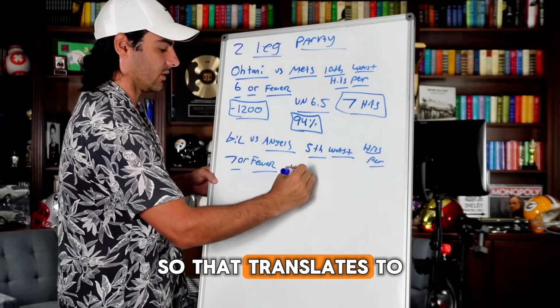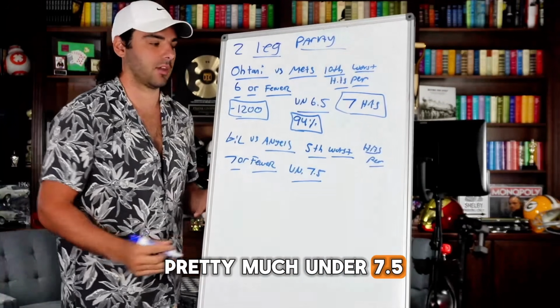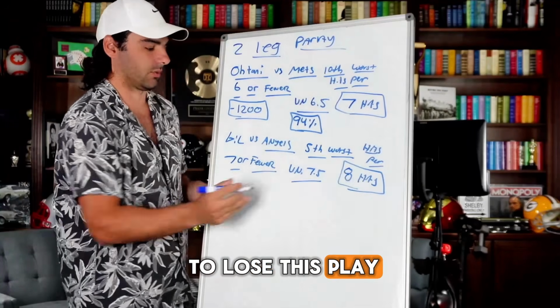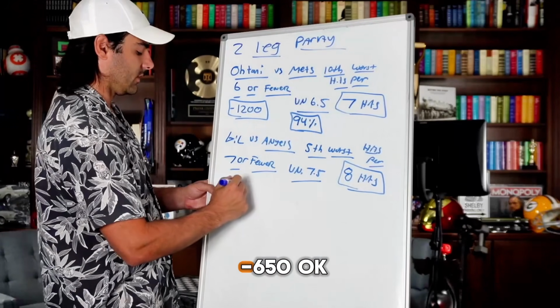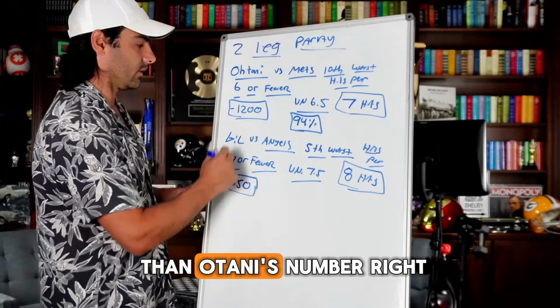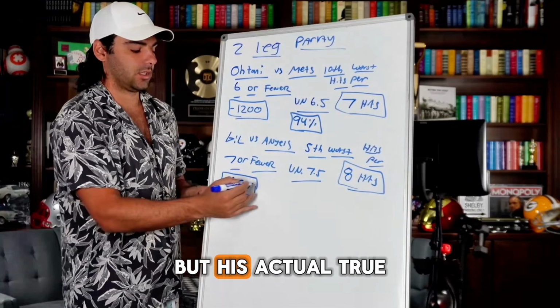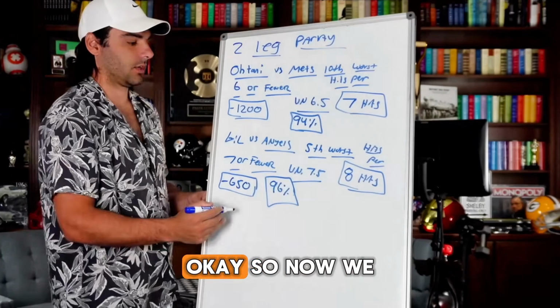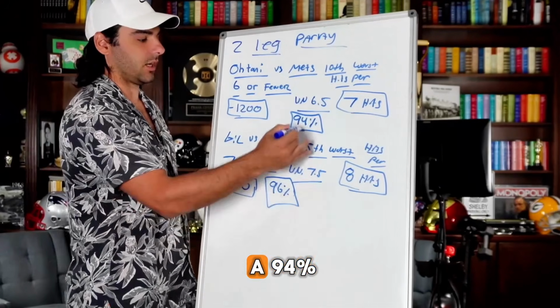So that translates to pretty much under 7.5, meaning that 8 hits now would cause you to lose this play. Now his odds for here are going to be minus 650. Okay, so a little better than Ohtani's number, right? But his actual true probability here, a little bit more, 96%. Okay, so now we have a 96% and a 94%.